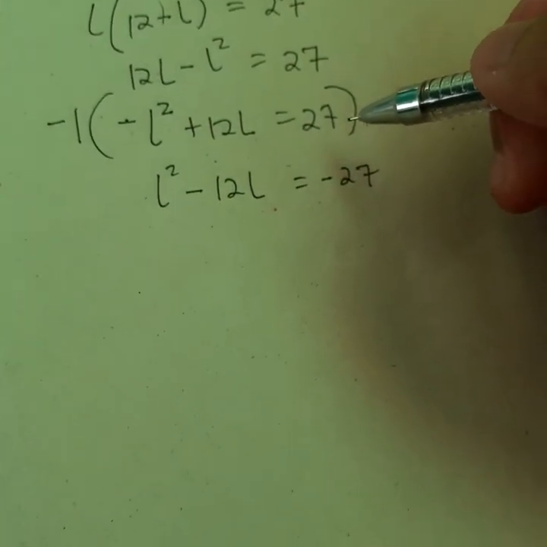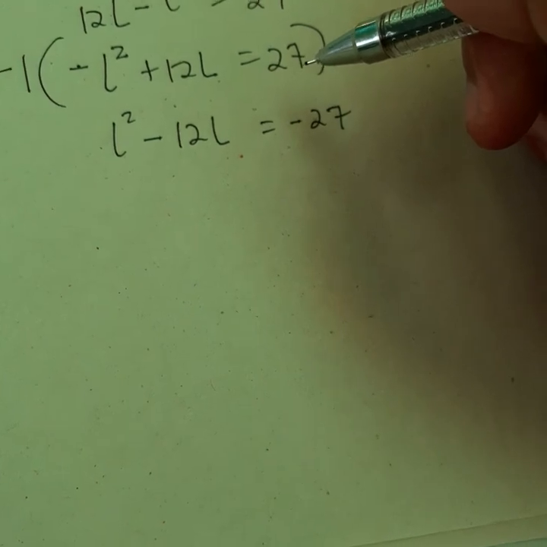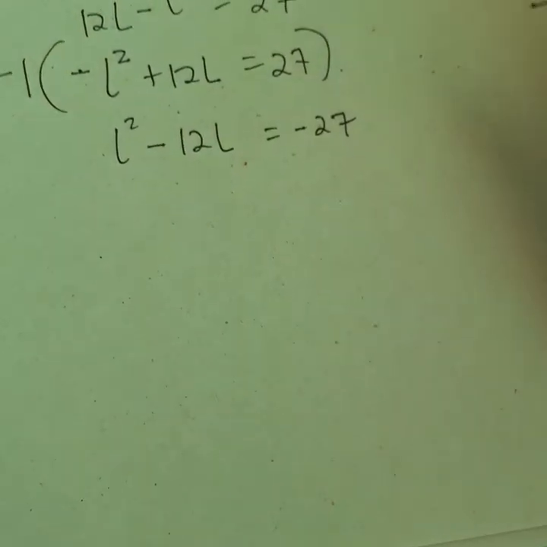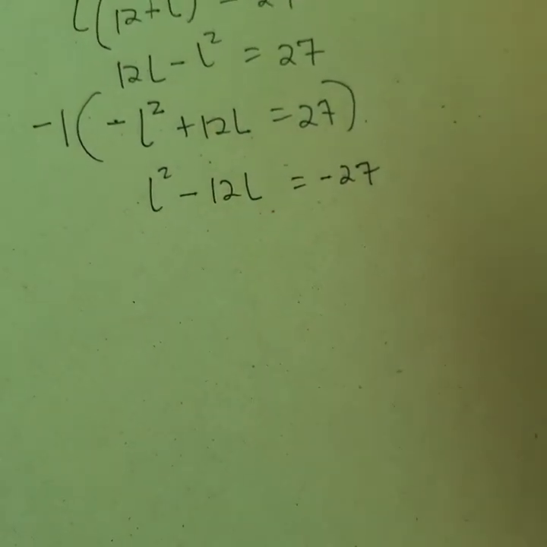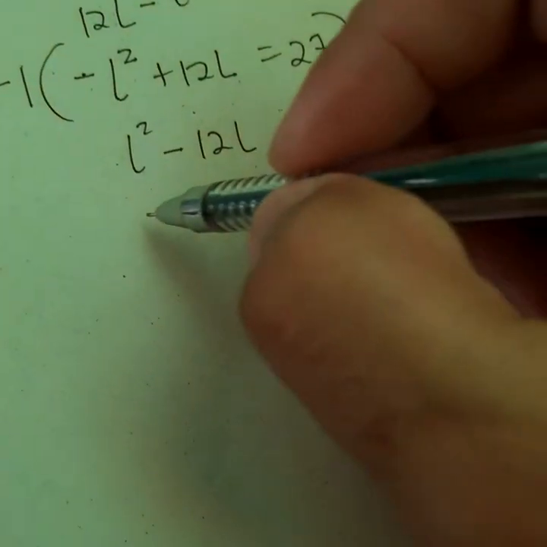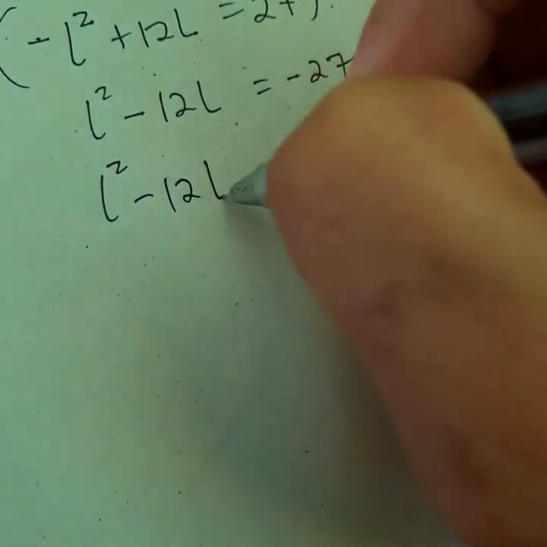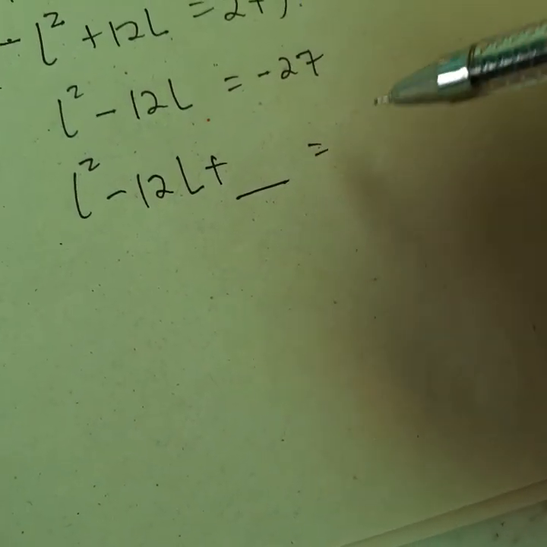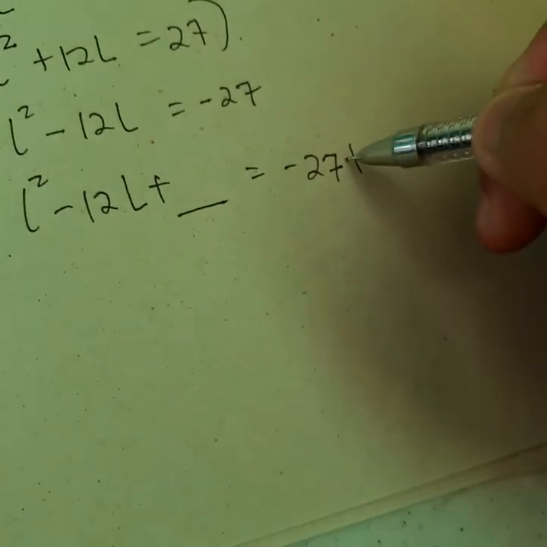Next step, solving this one by completing the square. So we are finding the value of L, two values of L. Since this is a quadratic equation, we have L squared minus 12L plus blank is equal to negative 27 plus blank.